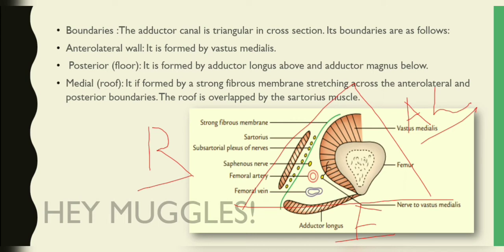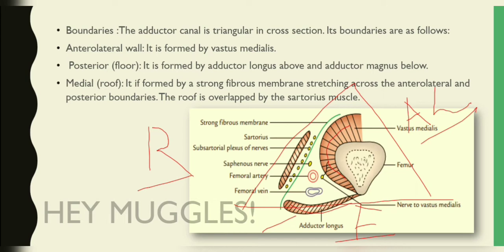The anterolateral wall is formed by vastus medialis muscle. The floor is formed by adductor longus, this is your adductor longus muscle, and adductor magnus below. Adductor magnus muscle is not visible in this diagram.